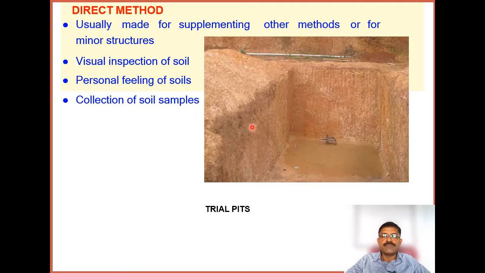In the direct method, you can see here a typical trial pit. Okay, so samples will be collected from this for different testing. Visual inspection will be done, and by observing the soil, the site engineer, the geotechnical engineer, can easily tell about the general characteristics of the soil. So this is mainly used for minor structures like single-story buildings, like residential buildings, etc.